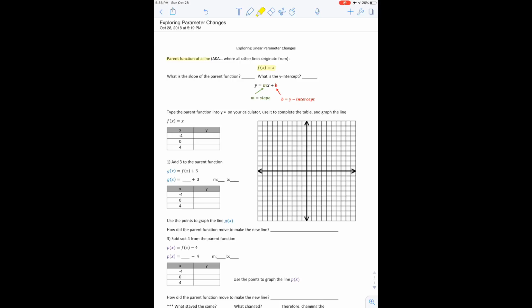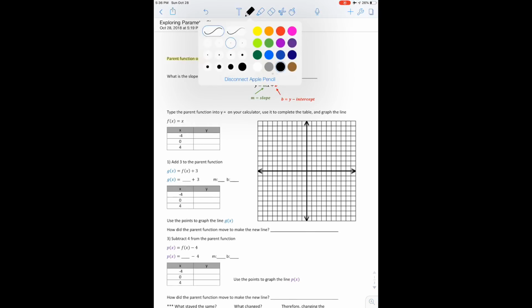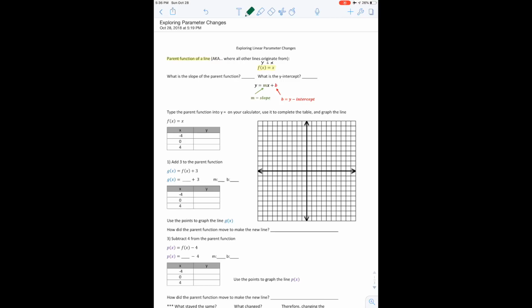That is the most basic line that we can have. And remember, f of x is just another name for y. So that's basically just the equation y equals x. Looking at that equation, I want you to identify the slope. Remember, the slope is the number in front of x. What number is in front of x in the parent function? It is a 1. So the slope of the parent function is 1, and the y-intercept is the number that comes at the end. There's nothing being added on to the end, so it's really like plus 0, so our y-intercept is 0.